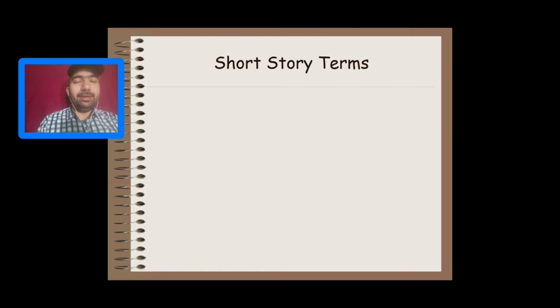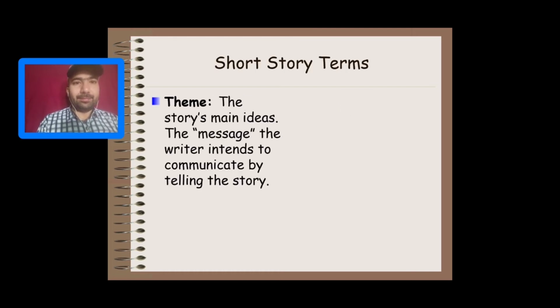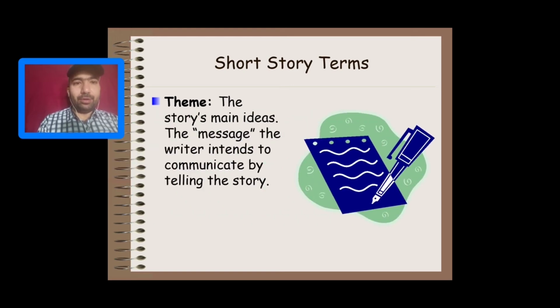The next element of a story, let's discuss the theme. Yes, theme is very important. There has to be a central idea of the story, the central theme on which this story is running. So the theme is the story's main idea, the message the writer intends to communicate by telling the story. So create a theme first, so that you can create characters, setting, and plot, and in the plot you can create twists and turns so that the climax can be achieved.